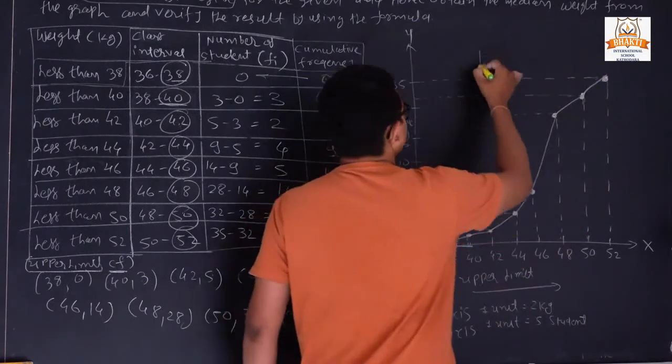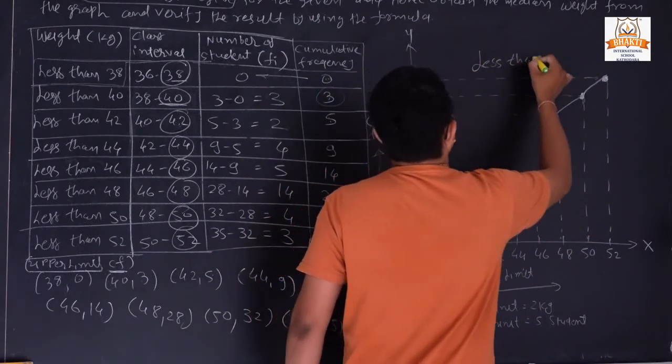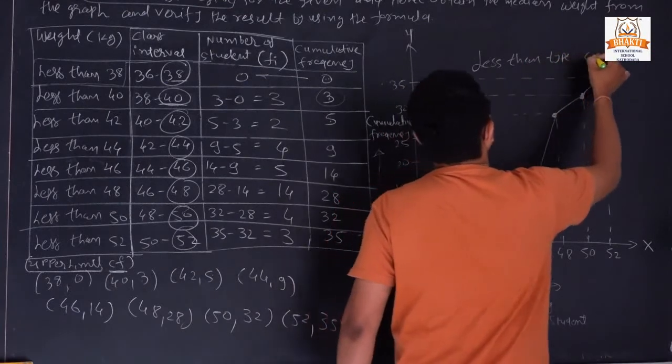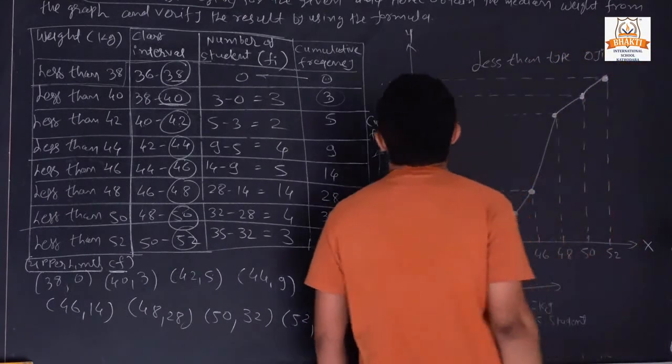So it is called which kind of graph? Less than type ogive. It is called less than type of ogive.